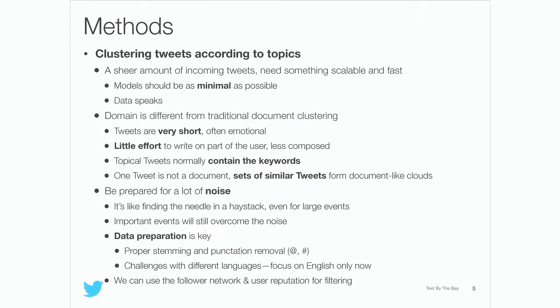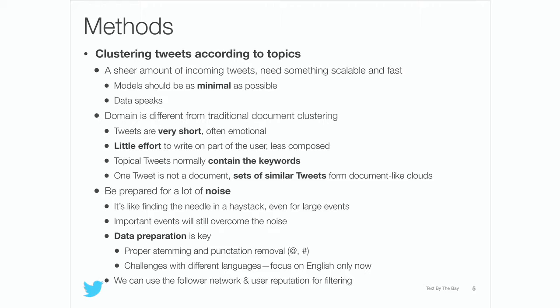So basically, there are a lot of tweets, as you can see, coming in all the time, like 500 million a day. And so that's why we should choose models that are very minimal, that are just very fast to execute. And that's what I'm going to show here in a second.